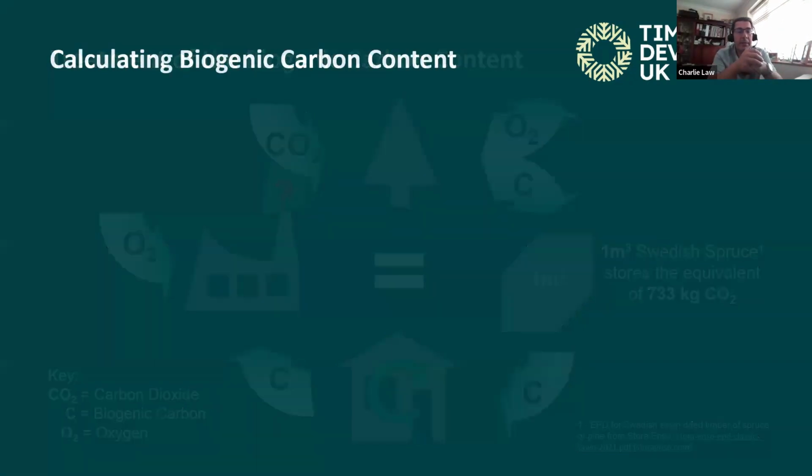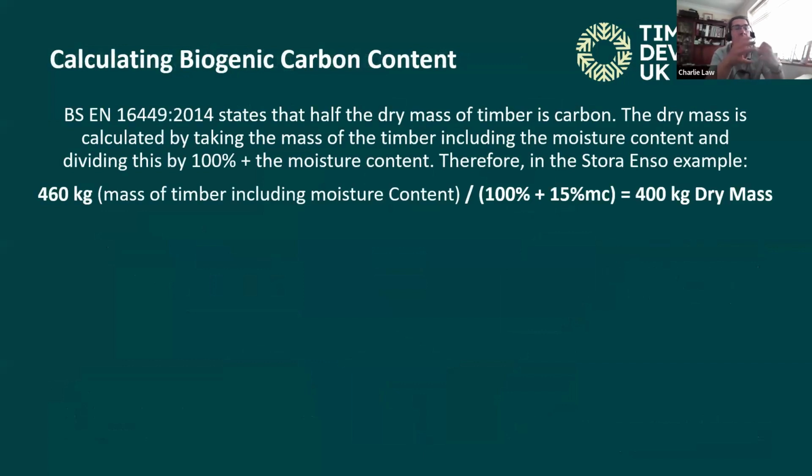in the current EPDs. So when you calculate your biogenic carbon content, the product category rules we talked about, BS EN 16449, states that half the dry mass of timber is carbon. So that's setting it out. So half the dry mass of timber is carbon. So the dry mass is calculated by taking the mass of the timber, including moisture content, and then dividing this by 100% plus the moisture content.